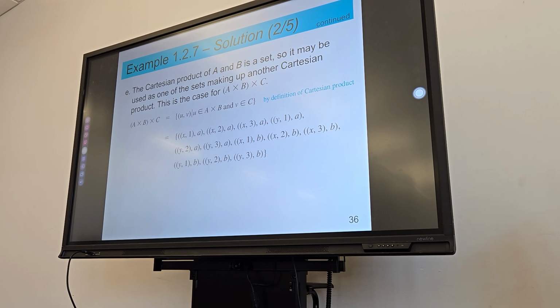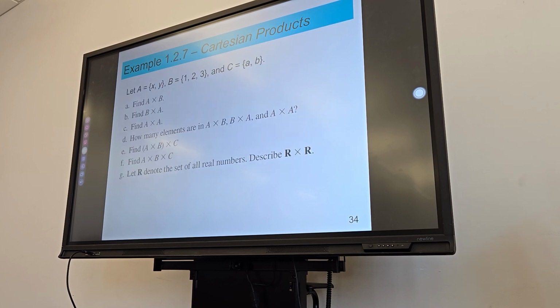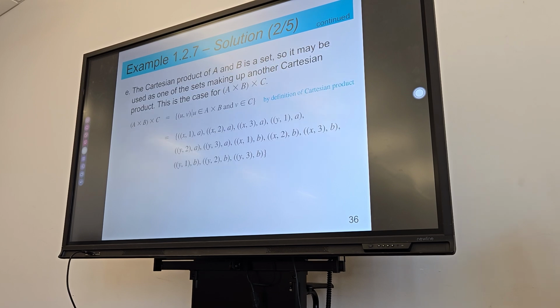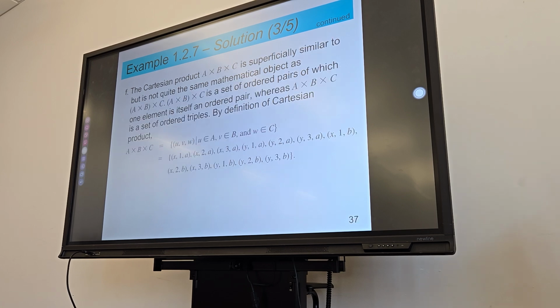So going back to this, how many elements does E have? 12? 12, yeah? Let's see here. 1, 2, 3, 4, 5, 6, 7, 8, 9, 10, 11, 12, yeah. Yeah, 12. 2 times 3 times 2. And then F, oh yeah.